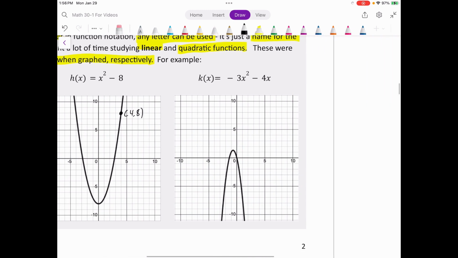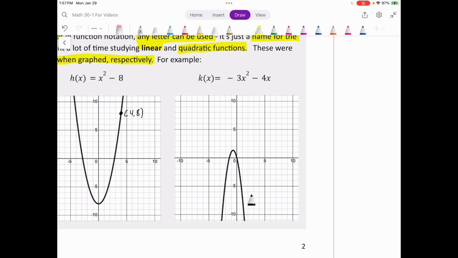Again, same idea here. Just kind of repeating ourselves at this point. Different relationship between y and x. The graph of k of x is going to show us everywhere where, when we input an x value, the y value comes out to being that x value squared times negative 3, and then subtract 4 times that same x value.